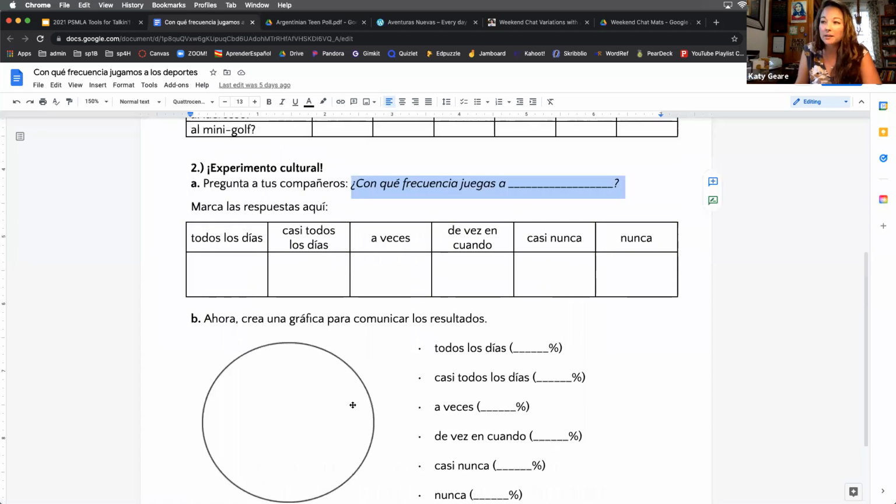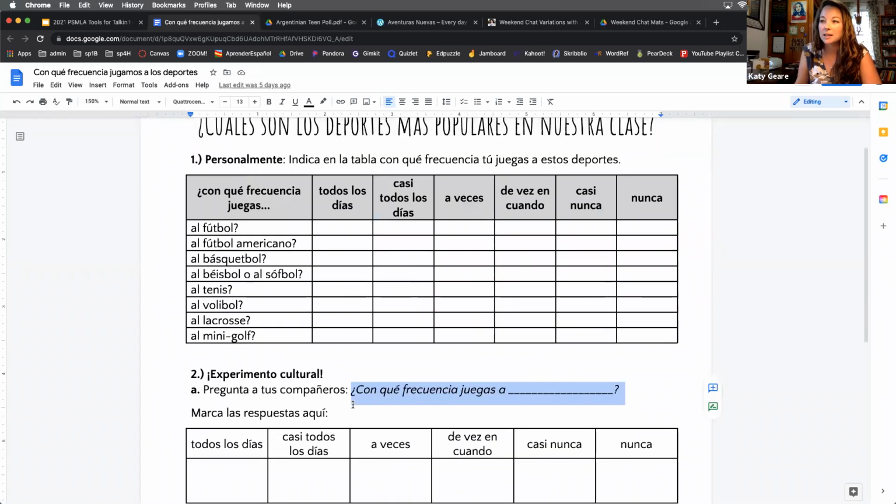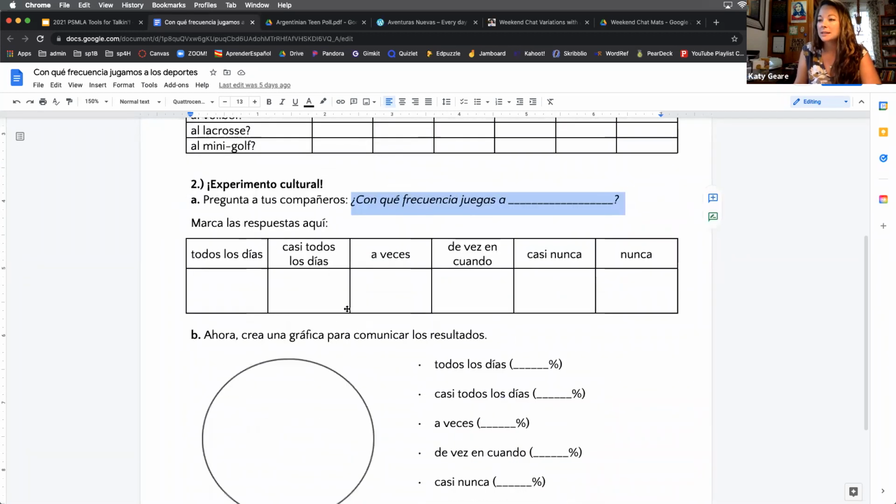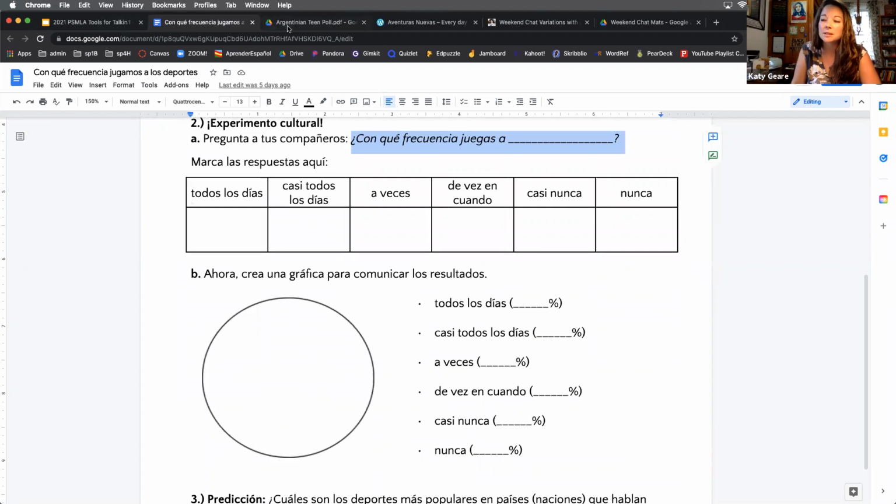So this is a poll that I use with my novice level kids. And it's just maybe a 20-minute activity all in all. But yeah, it's really nice because the next thing that we do is we look at this.